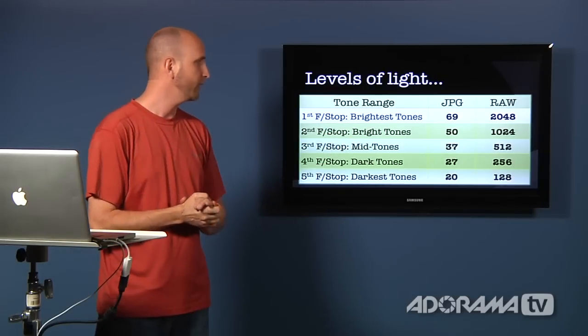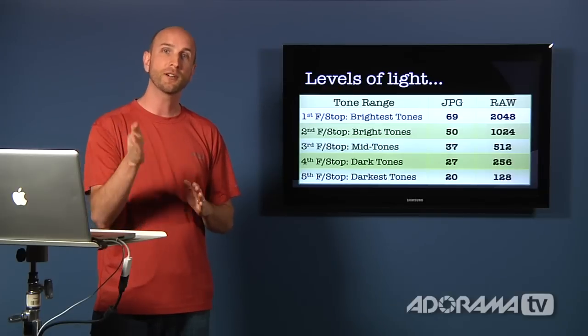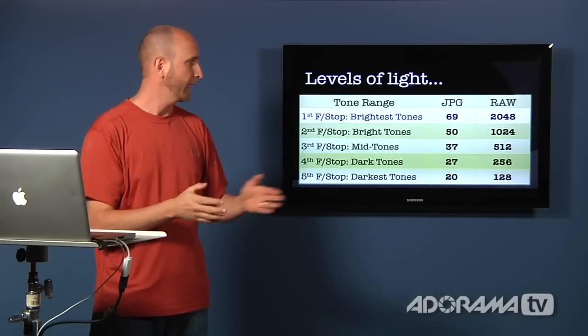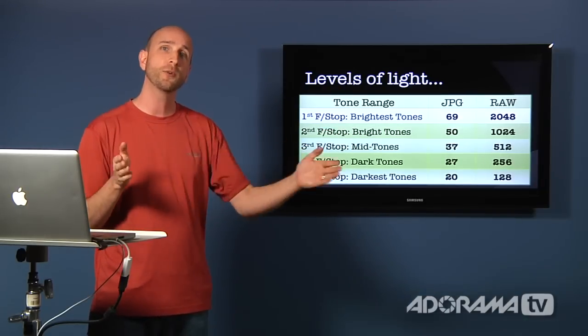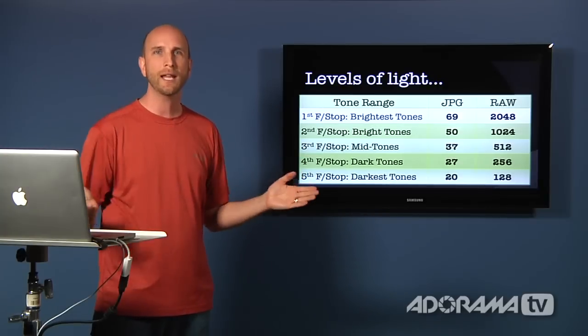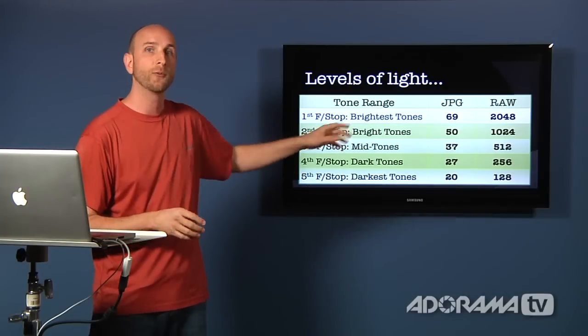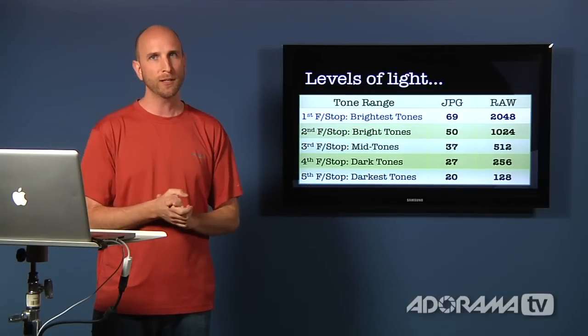Well, with the JPEG file, you only have about 20 levels from the darkest to the brightest dark. And with a RAW file, you have 128 levels, so you have a lot more latitude for shooting with RAW files than you do in JPEG files.